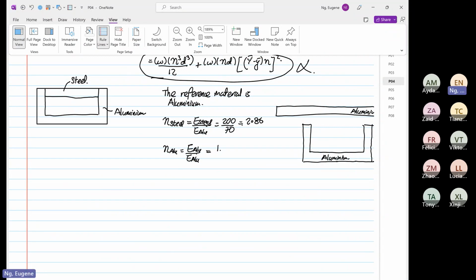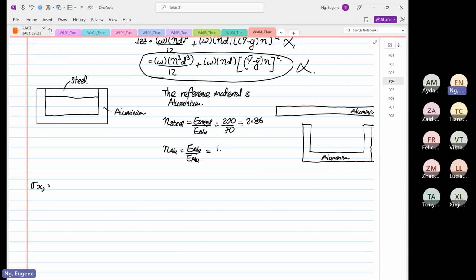So let's say we want to find the stress in x of steel. This will become n of steel, Mz over Izz, multiplied by y. And we want to find the stress in x of aluminum. This will become n of aluminum multiplied by Mz over Izz multiplied by y.